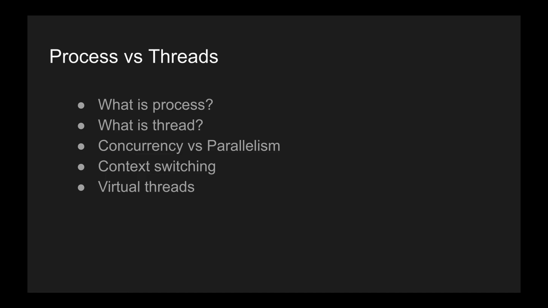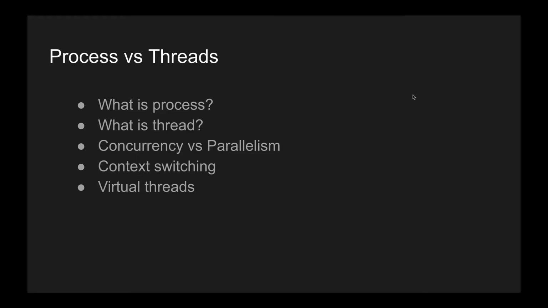We're going to start with what a process is, then what a thread is and the difference between each other. Then we're going to talk about concurrency versus parallelism and understand the difference between those two terms and how that relates to Java. Then we'll talk about context switching, its implications in our Java applications and how it can impact the performance of our programs. Then we're going to talk about the future of Java, that is basically virtual threads.